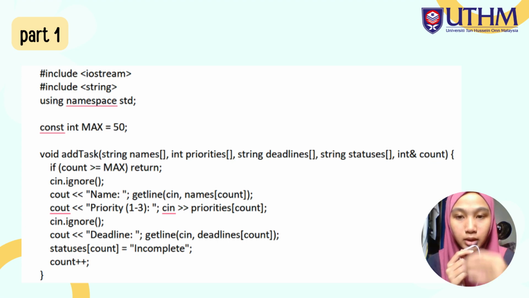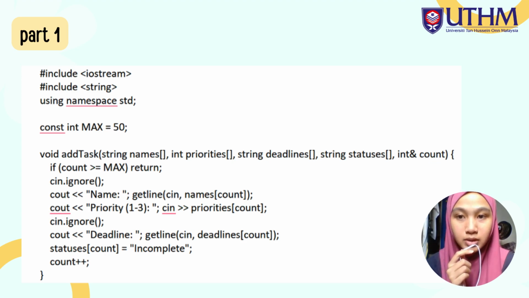And next one, we have if count bigger or equal than max, return. This is the maximum limit check. This is a safety check: if the current number of tasks is equal to or exceeds the maximum limit, the function will immediately terminate to prevent an array overflow error. So next we have the cin.ignore. This is to clear the leftover newline characters in the input buffer. It is important to put this before using getline, otherwise the program will skip the task name input.